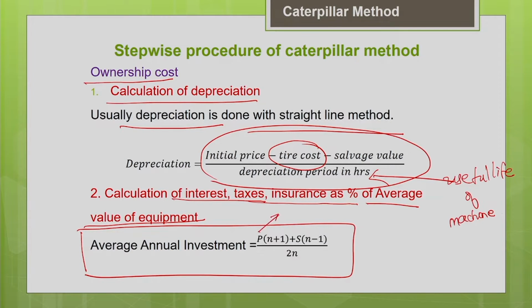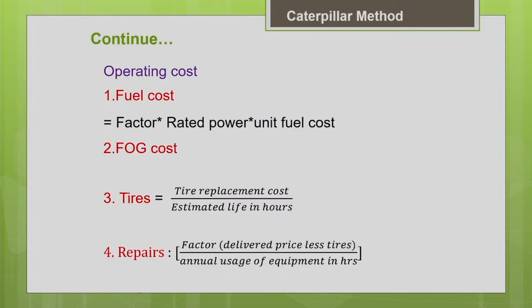Your P is the purchase price of the machine and S is the salvage value of the machine. In this purchase price, you are supposed to deduct the tire cost, because the tire cost will be considered separately. n is the useful life of the machine. You can calculate the average value of the machine over its useful life using this formula. Then you calculate the cost of investment, taxes, and insurance, everything as a percentage of this average value of the machine. Now the ownership cost is done.